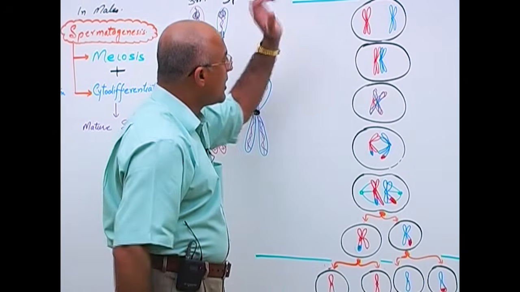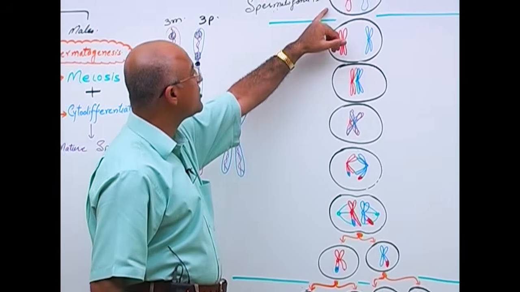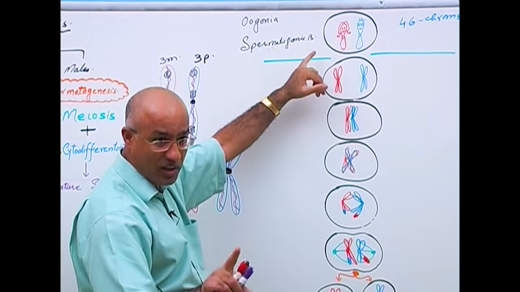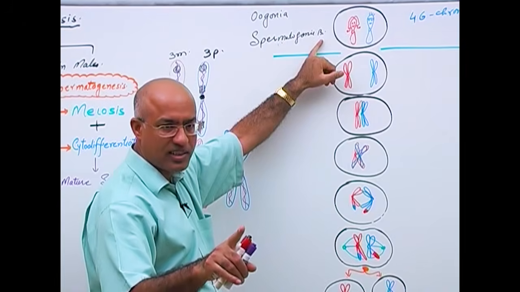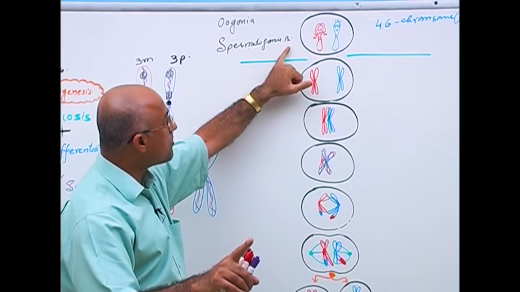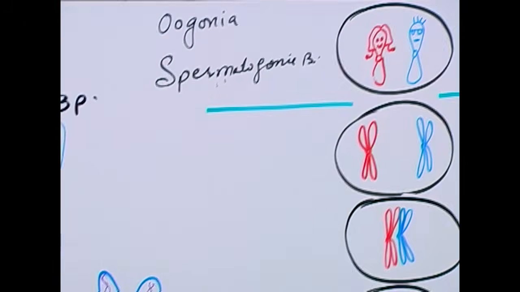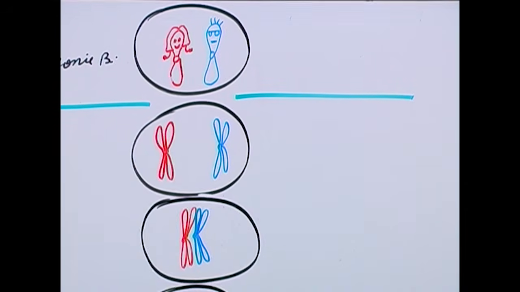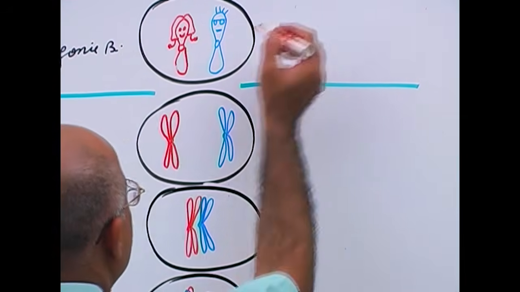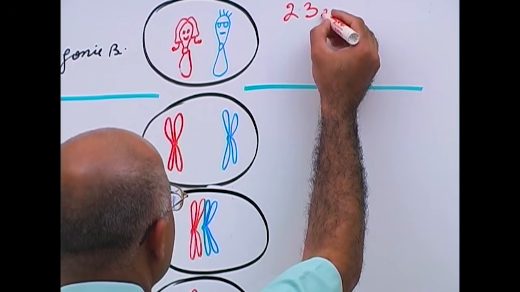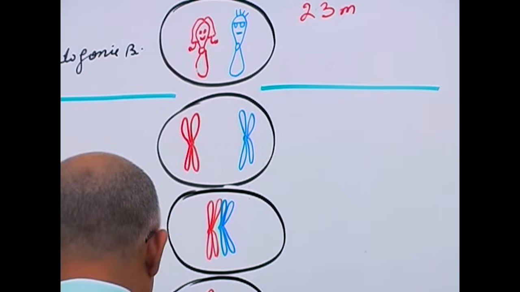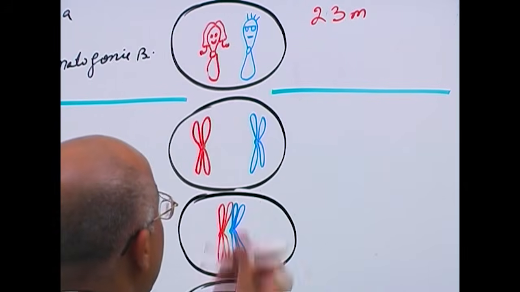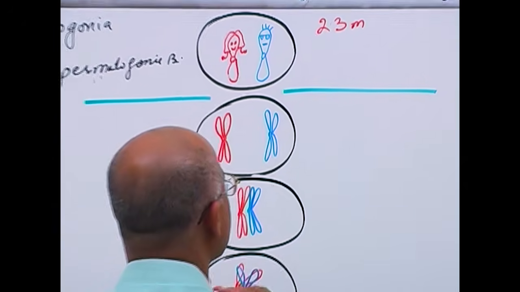Now, let's suppose this is in my testes. This is the primary cell. Of course, my testes will not have oogonia, right? Hopefully. Now we come to Spermatogonia B. In my body, Spermatogonia B has 23 maternal chromosomes. Plus, how many chromosomes does it have from the paternal side? Also, yes, 23 paternal chromosomes.